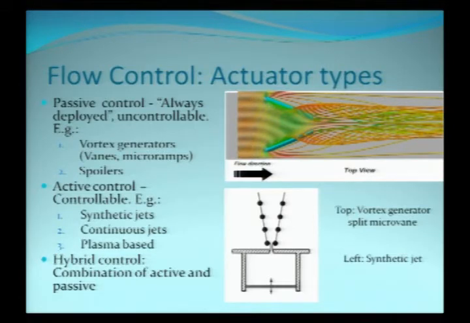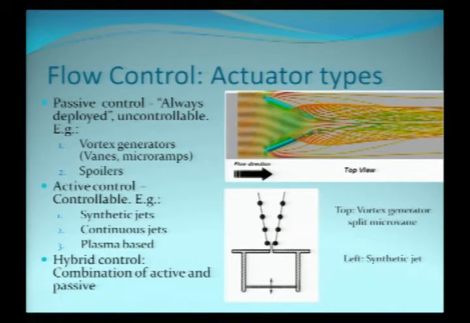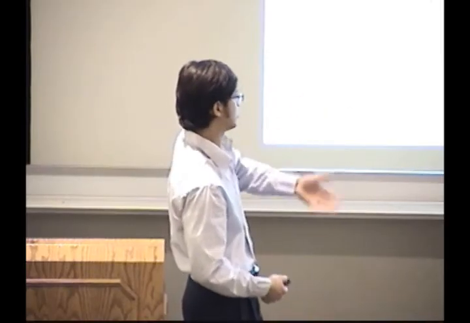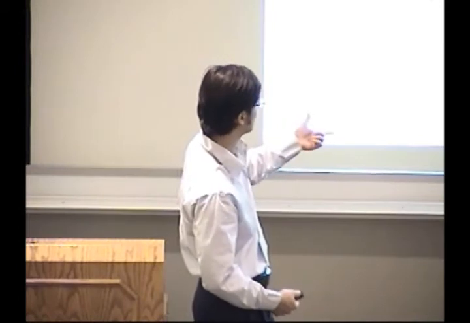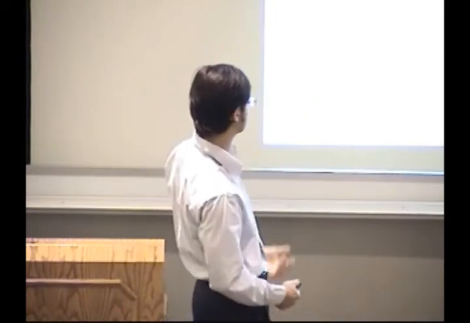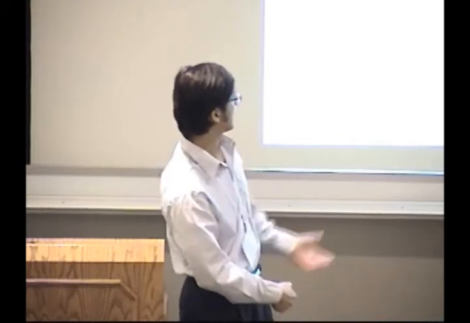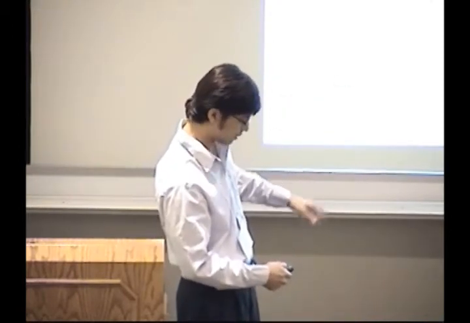You have active control like synthetic jets. On the bottom right you see a synthetic jet, which essentially is a cavity and an oscillating diaphragm. It leads to a periodic ejection of gas out of the mouth of the cavity, which again turns out to be counter-rotating vortices. If you place this flush to the surface of the wall, you can control the flow. You have continuous jets, which just blow a jet out. You have plasma-based flow control, which I'll explain eventually, as those are the actuators that I've used for my research. And then you have a hybrid, which is a combination of active and passive devices.